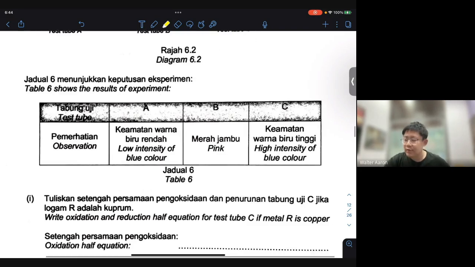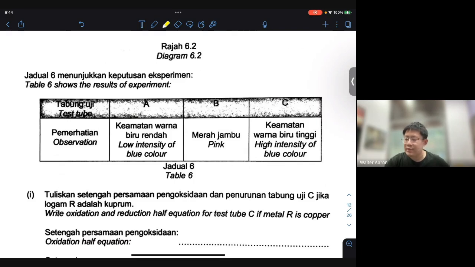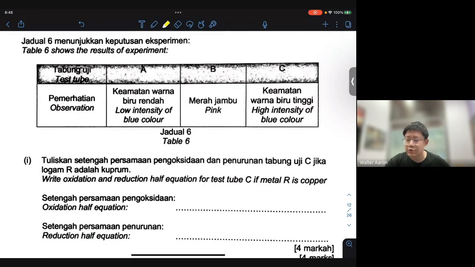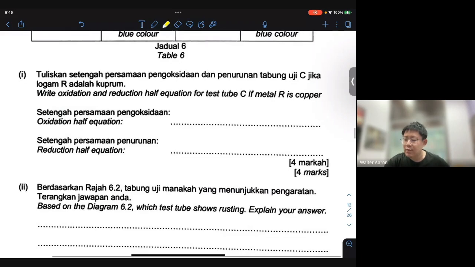So in this case, there are different situations where different substances are being produced in different test tubes. Write the oxidation and reduction half equations for C if metal R is copper. If metal R is copper, iron is oxidized, because copper cannot protect iron from being oxidized. So therefore, iron will rust. If iron rusts, of course it'll release iron ions. Then for the second one, the reduction half equation.